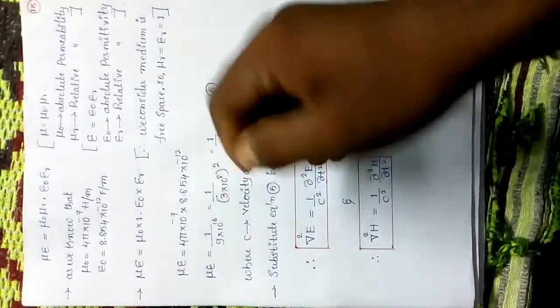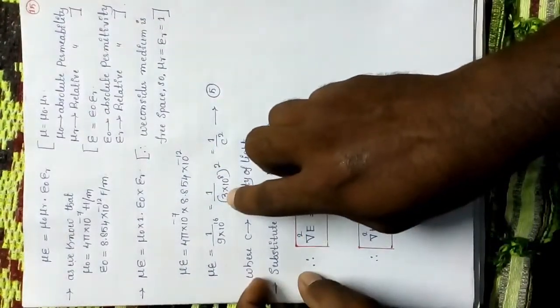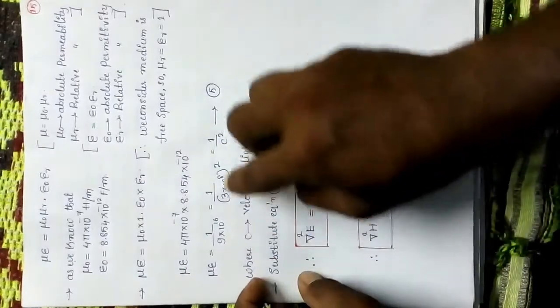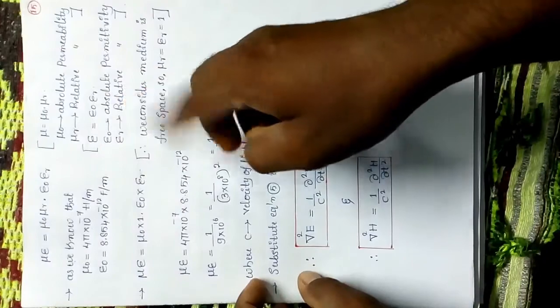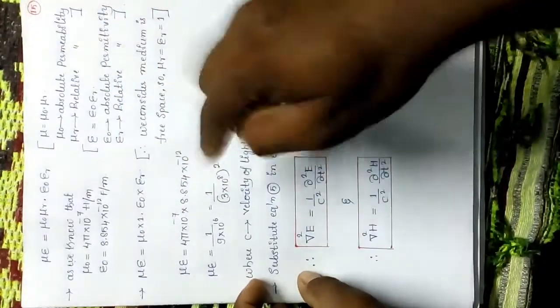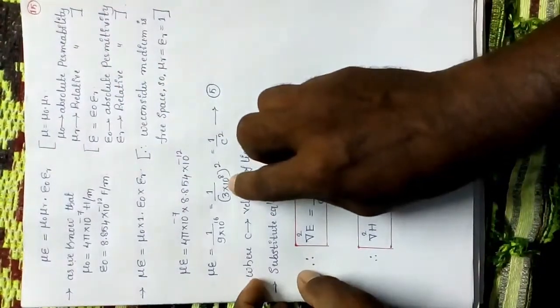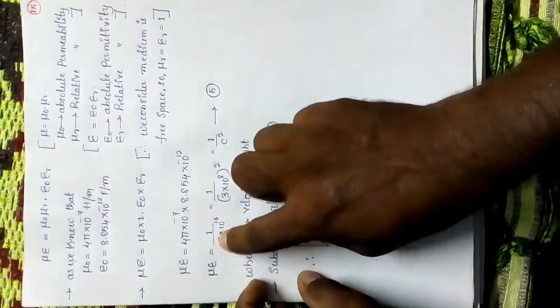Right. Just observe: 3 square is equal to 9, and 10 to the power of 8 into 2, that is (a^m)^n, which means a to the power of mn. That is 10 to the power of 16. Getting or not? Good.